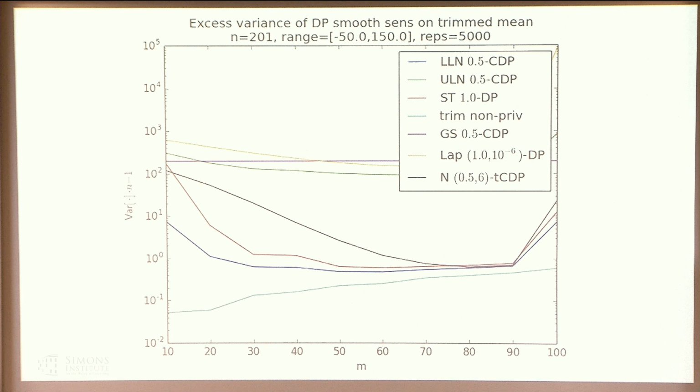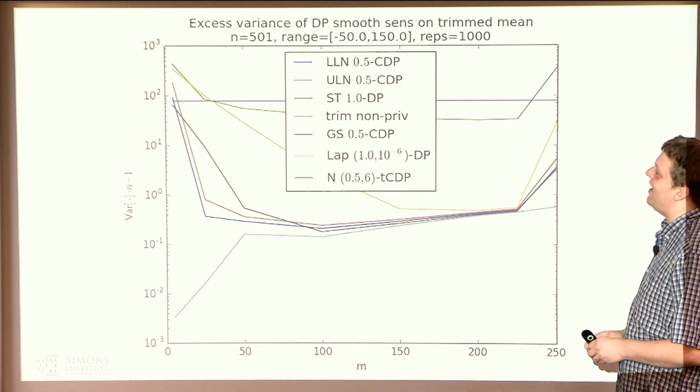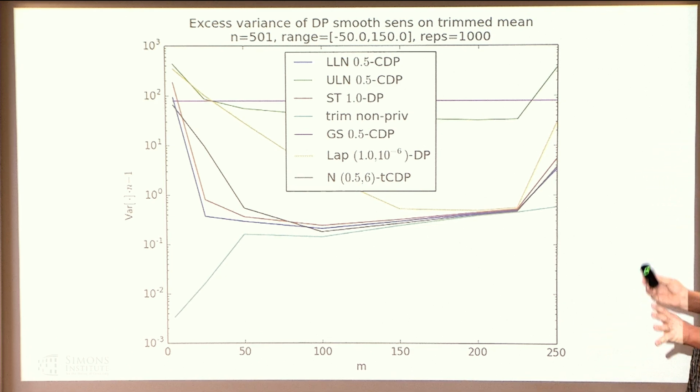Wait, they collapsed into 1, but some of them are at 1,000 and some of them... For n equals 200, I have plots that go up to n equals 2,000. Can we see one? Yes. So this is n equals 500, and everything else is exactly the same. I just have larger n.